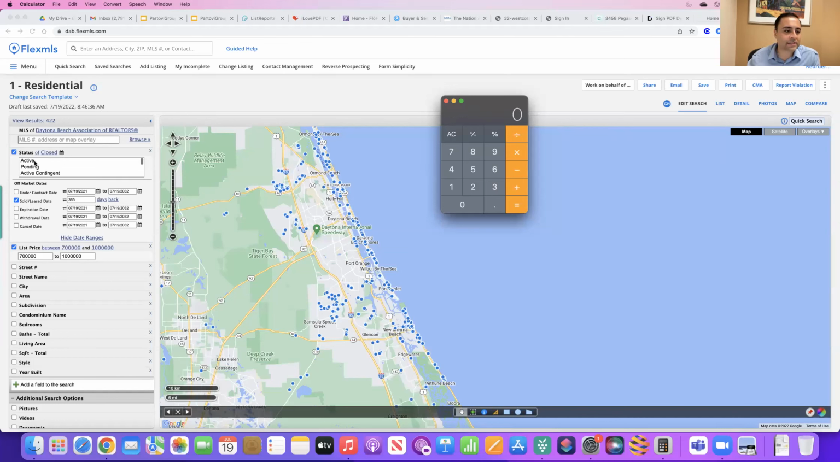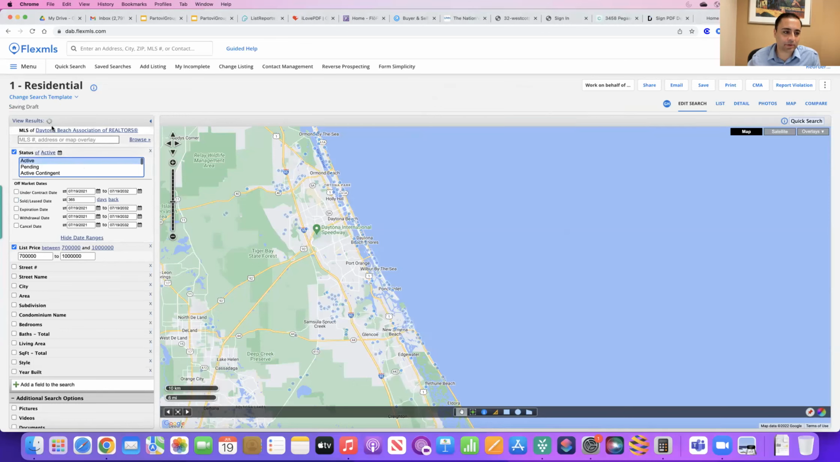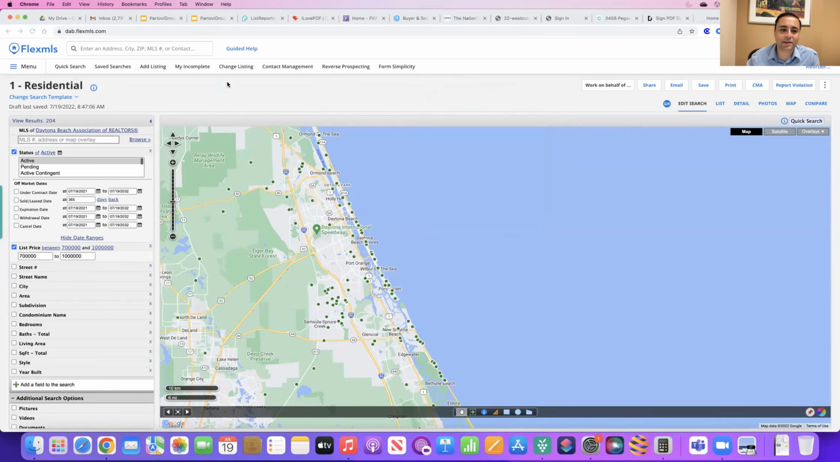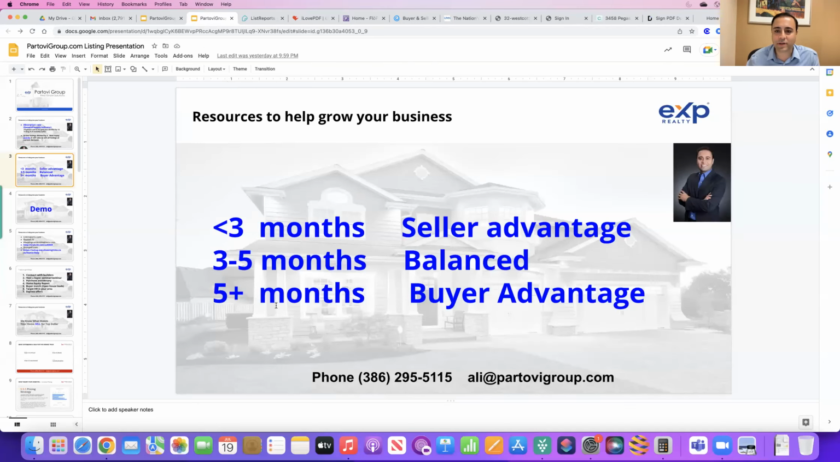All right, now let's go back and see how many are active right now in that price point. There are 204 active. So we take 204 and we divide it by the 35 that sold, 5.8. Let's go back to our key. What are we in this price point? We're in a buyer's market in that price point.